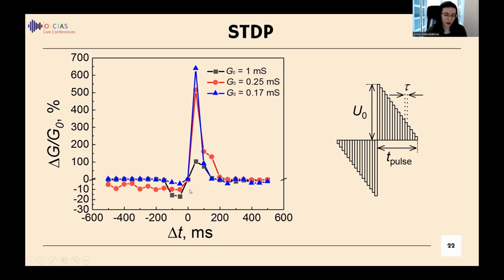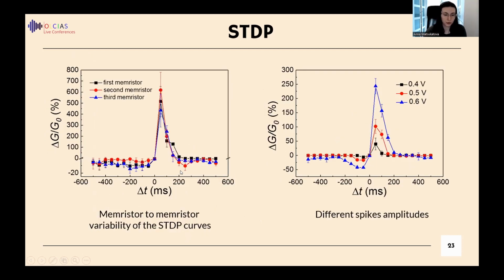In this figure, all of the points here are mean points for 10 experiments. So 10 experiments were conducted, and here the mean points are presented. And our goal was to prove that the memristor variability doesn't change the STDP curves very much. It can be seen here that we chose 3 different memristors, the same structure but different top contacts.